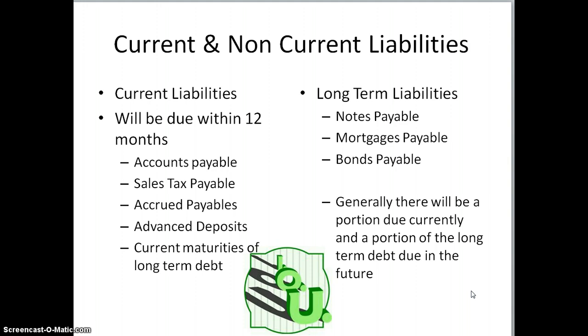Accrued payables are a little bit of an advanced concept, but that means that you have to make an adjustment so that you can recognize the expense. We'll talk about that in a later chapter. Advanced deposits. Especially in the hotel industry, we require a deposit for staying the night. And whenever you receive those in advance of the person staying, that's a liability until they actually come and stay in the hotel. Then we're looking at current maturities of long-term debt.